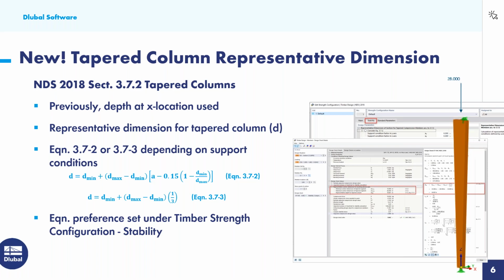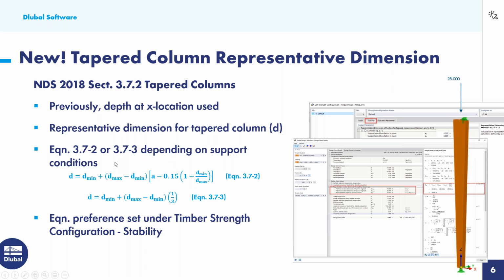3.7.2 for tapered columns. So previously in RFEM 5, what we were doing is for any check along a tapered glulam member, we were just using the depth at that relevant X location. Well, the code doesn't exactly say that. It says to please calculate the representative dimension for the tapered column instead. And we can see equations 3.7-2 and 3.7-3 are given to us here directly from the NDS.